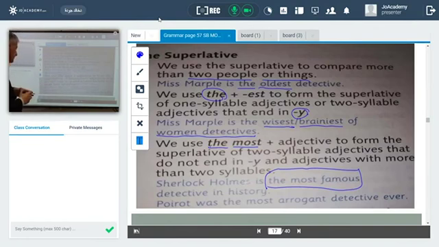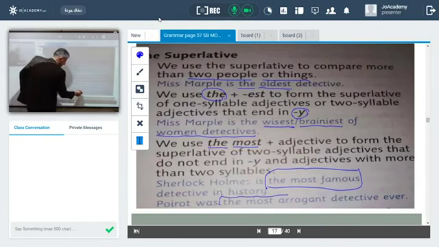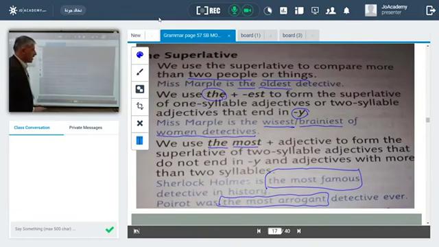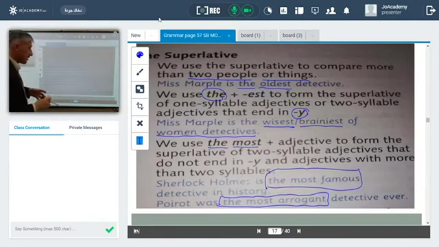The second sentence: Poirot was the most arrogant detective ever. The most arrogant. Arrogant means متعجرف in Arabic. So Poirot was the most arrogant detective ever. So among all the detectives, he was the most arrogant detective. So here, because arrogant is a long adjective, we added the most before it.